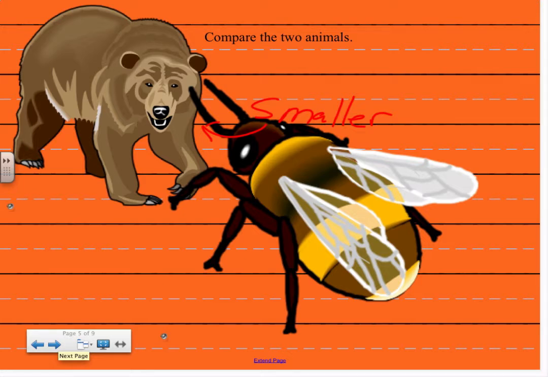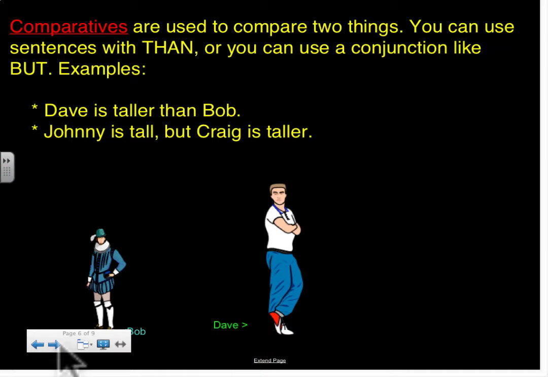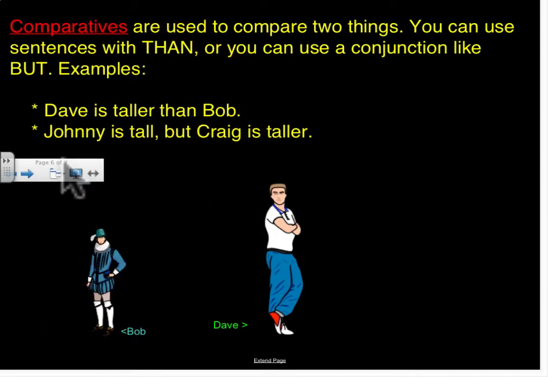It's not smaller, and then you have to move smaller around to the bear, and flip it around and say, no, you're small. So those are comparatives. Comparatives are used to compare 2 things. You can use sentences with than, or you can use a conjunction like but. Examples: Dave is taller than Bob. Johnny is tall, but Craig is taller.